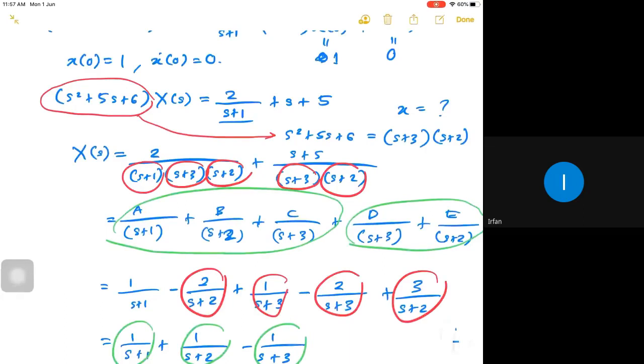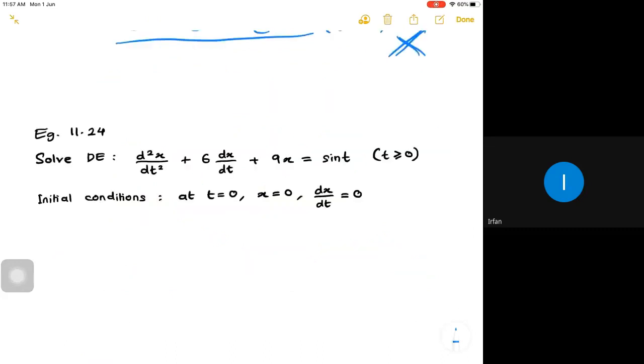So I think you can try example 11.24 by yourself. It's pretty similar to 11.23, but we have the first shift theorem. And you can also try example 11.25.